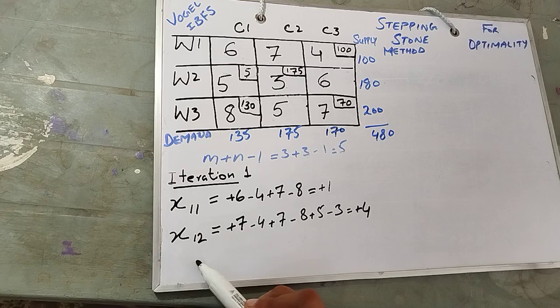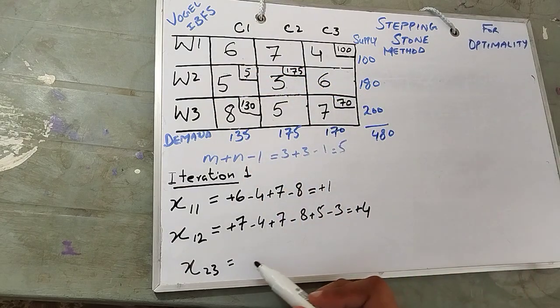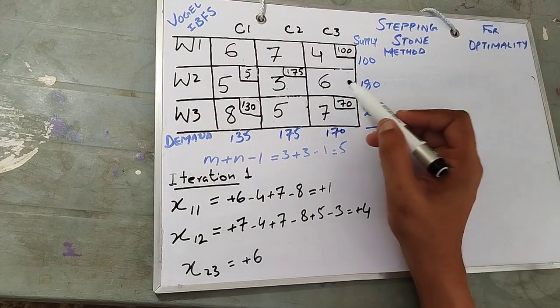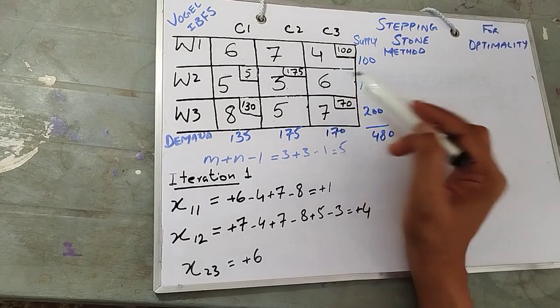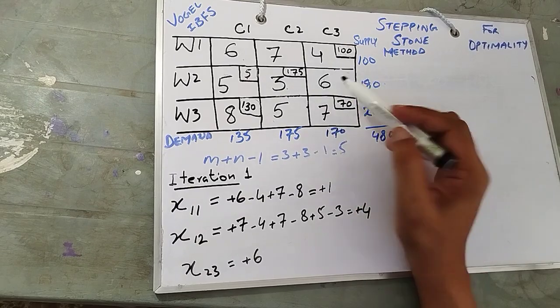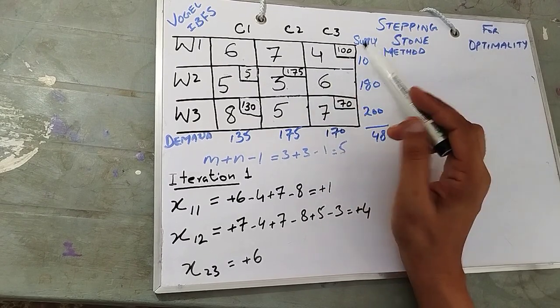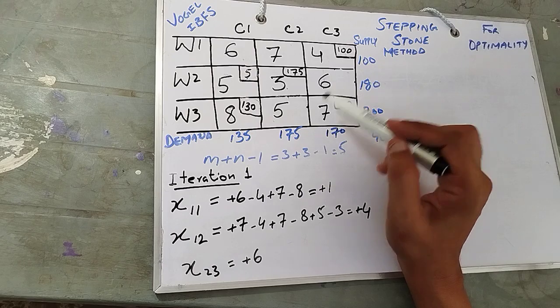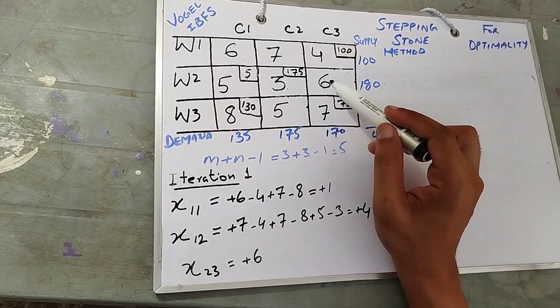Now let's move ahead to X23, second row, third column, starting from 6. So you see the loop is not there. Quite pretty challenging over here. You see there is no short loop. Why? Because 7 is not allocated. And over here 5 is not allocated. So what we can do, we have to move ahead.